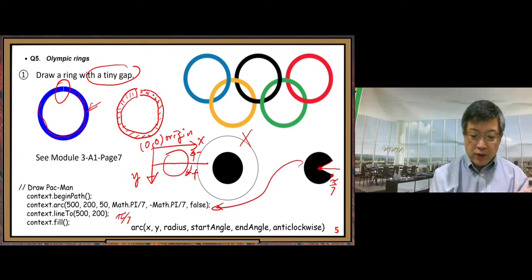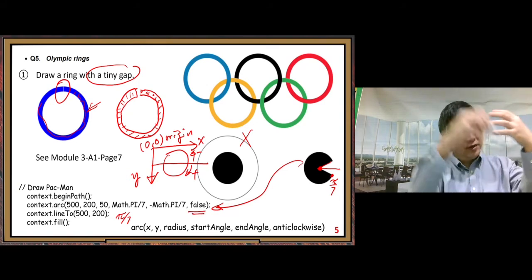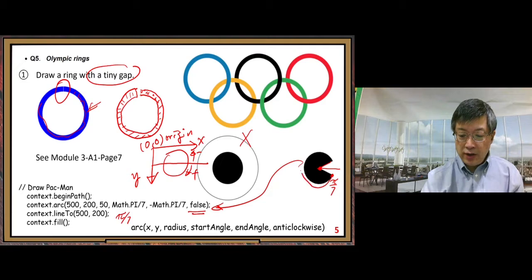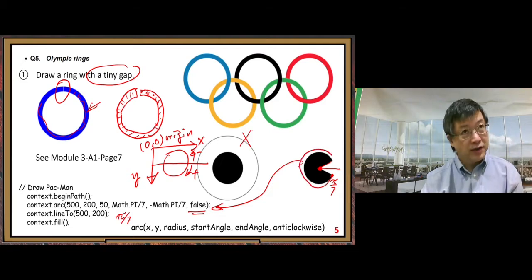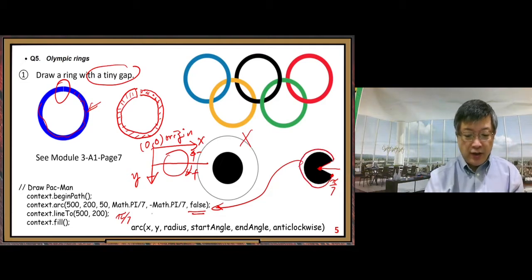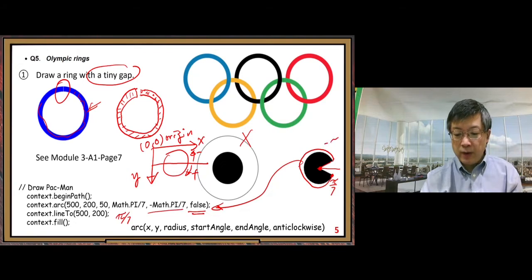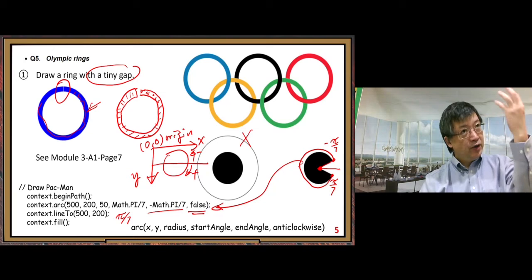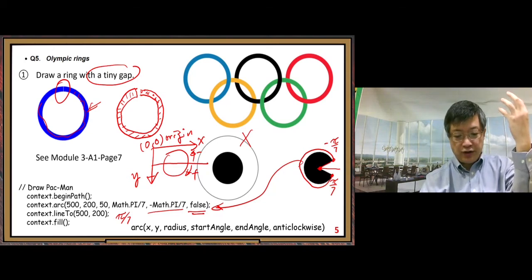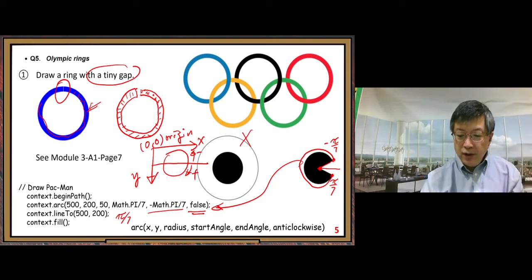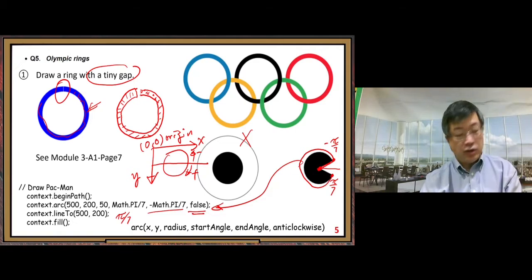Then false means clockwise, right? So you rotate along the clockwise, and stop at negative pi over 7. Okay? Right now, your cursor is here. Then lineTo, you draw a line and stop at this center 500, 200. Then you do not need to connect these two points.